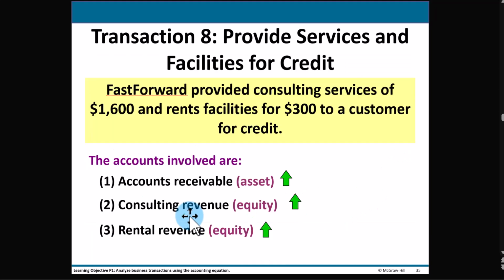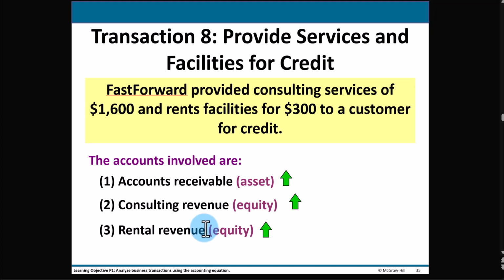Let's look at number 8. Now we're going to provide more services to our customer and give them the bill. When we do the work and finish it, we're going to give them the bill. And now we're going to report the money being earned right away. That's called revenue. Specifically for consulting fees, that's 1,600, and also subleasing, I guess, part of our property to a customer for $300. That's called rental revenue. Two different ways of making money here, both being increased.